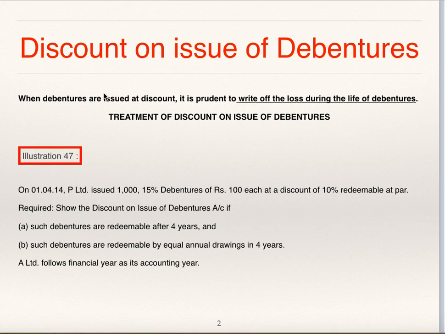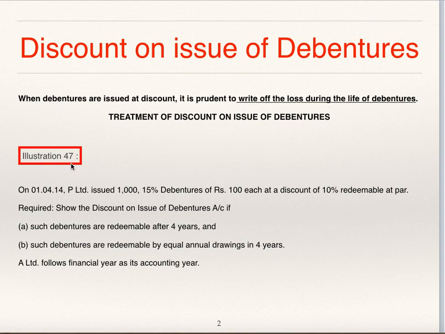Today we'll see discount on issue of debentures, how this discount on issue of debentures is to be treated in books of accounts, how it is to be written off. It is prudent practice to write off the discount on issue of debentures, that is, it is a loss during the life of debentures. We'll see the illustrative examples so it will be very clear to you. Treatment of discount on issue of debentures.